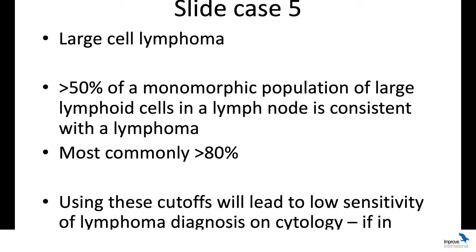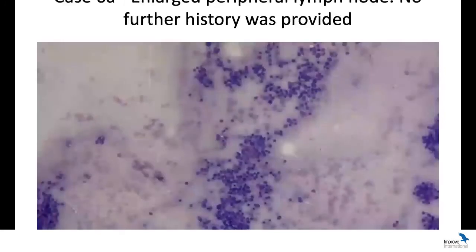So using this 80% cutoff will lead to a low sensitivity of diagnosis. So basically for lymphoma, when in doubt, send it out, okay? If more than 80% of them are large lymphoid cells, then you can make that diagnosis of lymphoma. But just make sure that you're looking in the right areas. Any questions for that case?